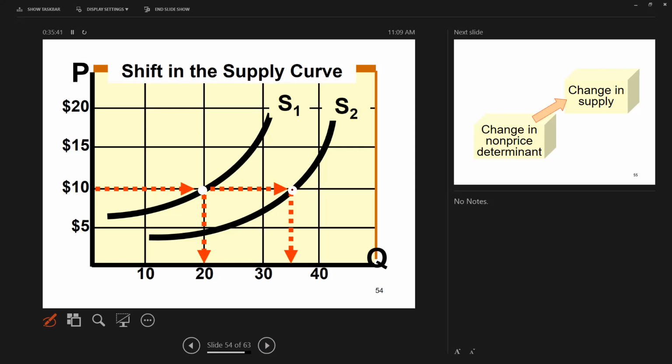More CDs will be offered on the market, here 35, on the new curve, than was offered on the market at that same price before we got this increase in technology. We only offered 30. So an increase in technology here would cause an increase in supply. More CDs would be offered on the market. Once again, our right-handed rule fits. Anything to the right is better. That's an increase.